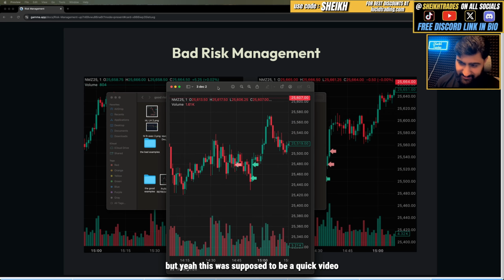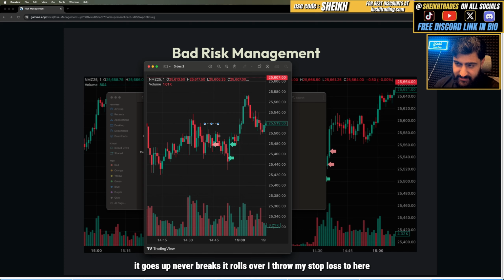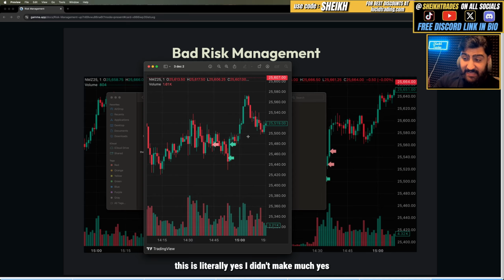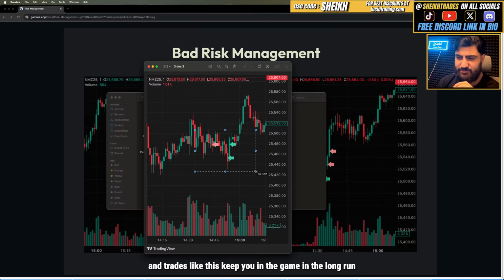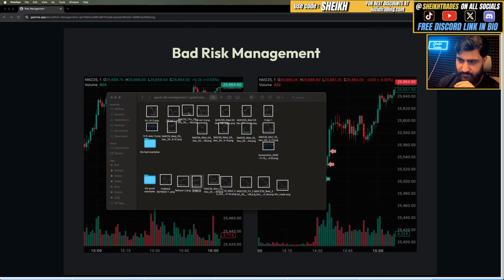You could see again, I'm shorting here. My stop loss originally here, it goes up, never breaks it, rolls over, I trail my stop loss to here, goes down, goes over again, rolls over again, I trail my stop loss here, and then we get into these key levels, I take some profit, and you can see the remaining, I go out break even. Yes, I didn't make much, this is just a normal partials-and-break-even trade, but this is such a gorgeous trade that I take pride in this. Perfectly managed, and trades like this keep you in the game in the long run.